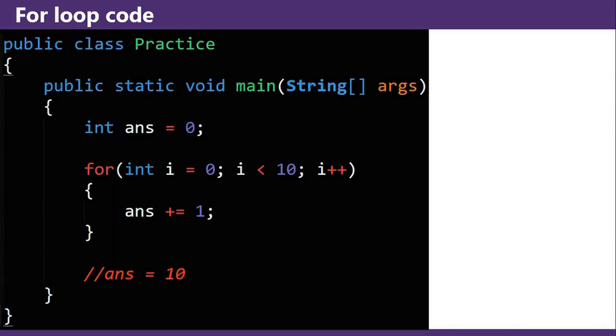int answer = 0, for (int i = 0; i < 10; i++), add 1 to answer. This runs the loop 10 times and answer ends up being 10.